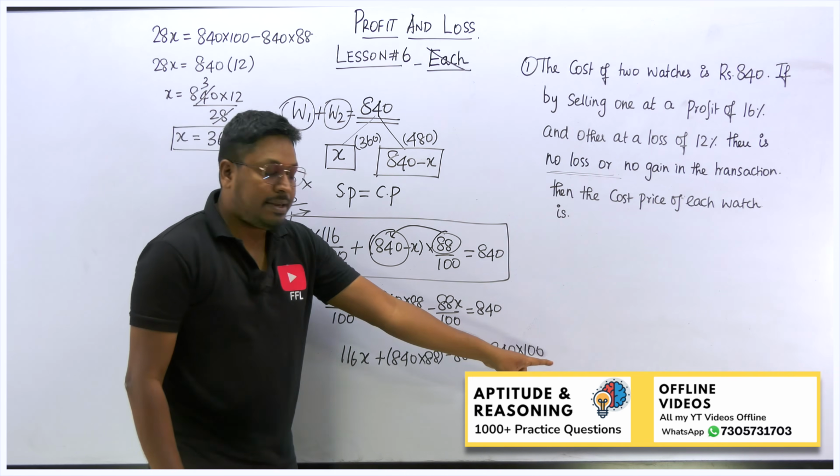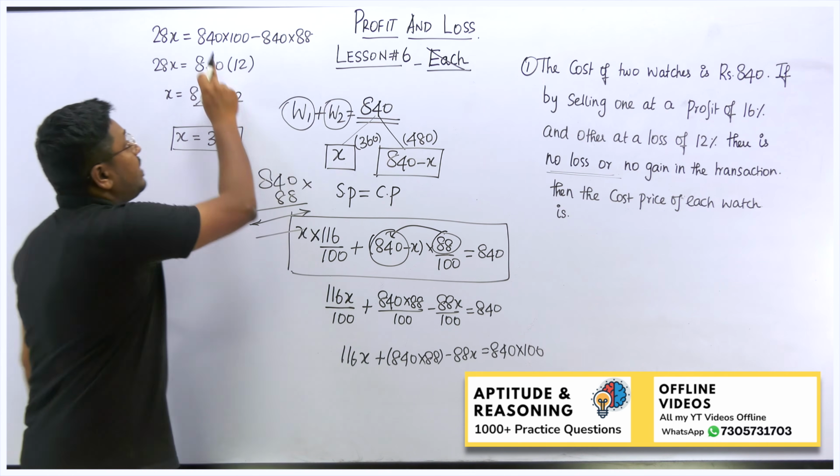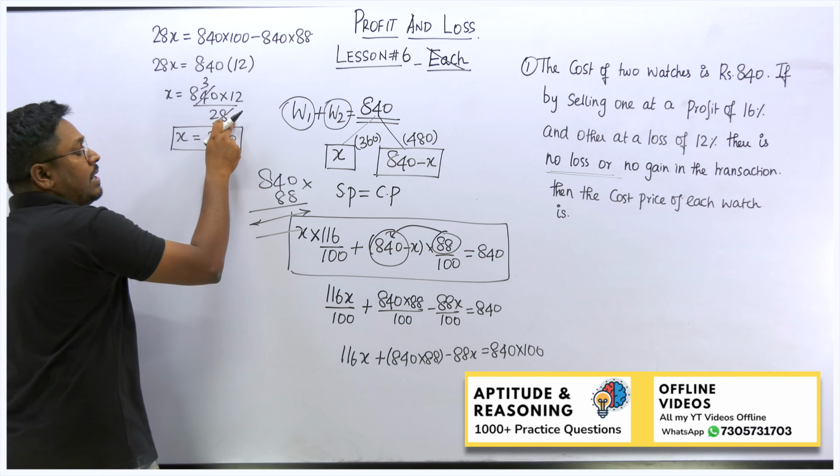Bring this number towards the right hand side, because on the right hand side we also have 840. So when you take 840 common and subtract, 100 minus 88 is 12. So bring this 88 to the denominator.